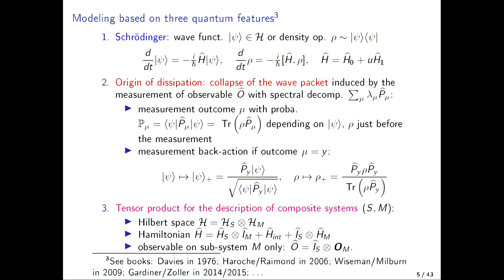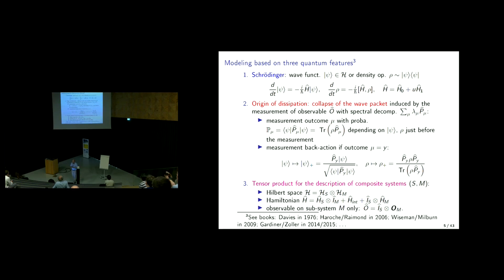So the modeling rules. The modeling rules are always the same. You have first the Schrödinger evolution, the deterministic one, where you use the wave function, ket psi, which is a vector, or you can also use the projector on the direction of psi, which is called the density operator. If you write this equation for rho, you obtain the commutator with what is called the Hamiltonian, and in the Hamiltonian, in general, your control signal input appears. It's a function of time.